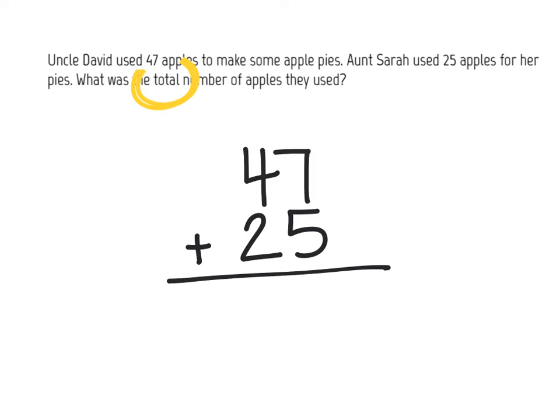All right, to solve this equation, I'm going to use sticks and circles because our math worksheet today is going to ask us to use sticks and circles. So 47, 10, 20, 30, 40, 41, 42, 43, 44, 45, 46, 47, plus 25, 10, 20, 21, 22, 23, 24, 25. I can see I can make a new 10. Because 1, 2, 3, 4, 5, 6, 7, 8, 9, 10. So I'm going to ring that 10.